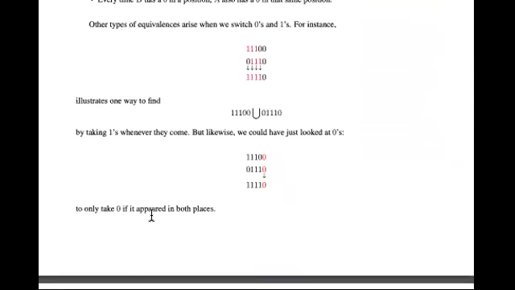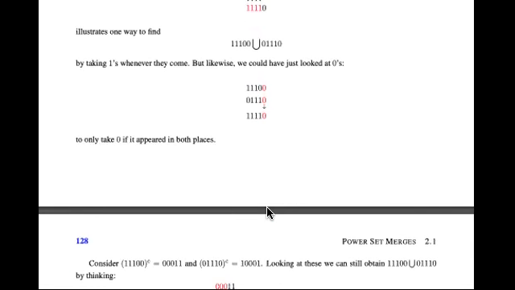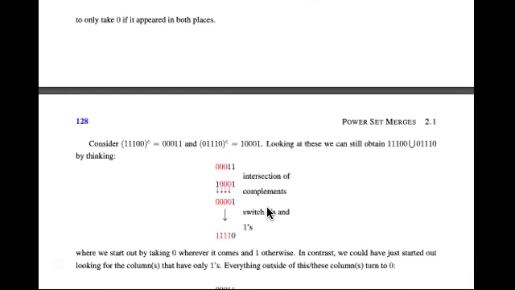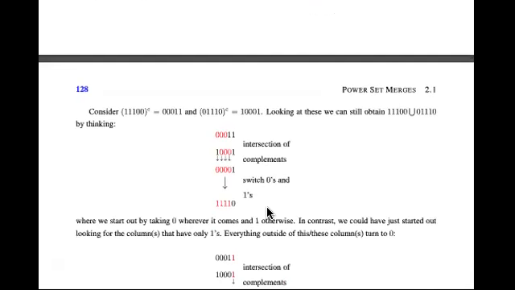Other types of equivalences arise when we switch zeros and ones, especially when we want to look at unions and intersections. All right. So think about unions as collecting ones down chutes. Well, collecting ones down chutes is the same thing as looking where you have zeros being the same, or matching zeros. So collecting ones is the exact same thing as matching zeros. Well, we can rephrase that in terms of complements. Matching zeros in the complements is like matching ones. Well, matching ones is like intersecting.